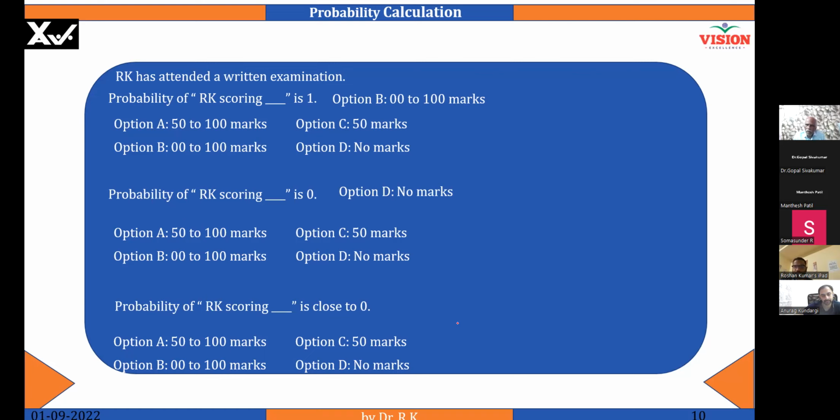No marks. Option C. Option D, you have said no, 0. Option C, sir, 50 marks. Option C, 50 marks. Yes, because the probability of getting 50 marks is only this much. This is close to 0, right? Okay.